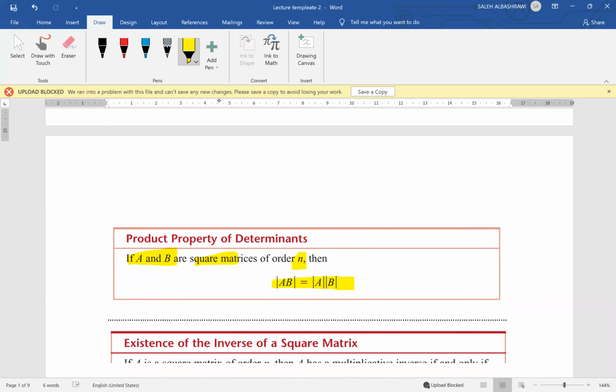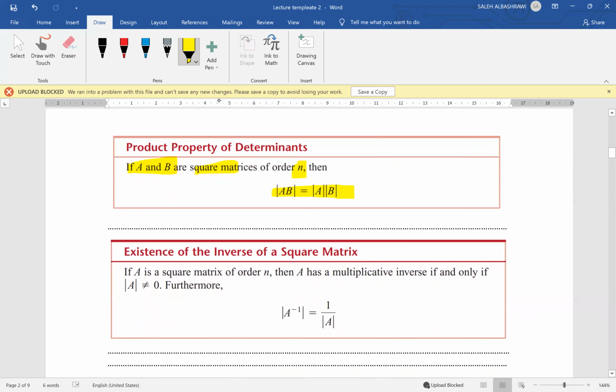Now to speak about the inverse of a square matrix. If A is a square matrix of order n, then A has a multiplicative inverse if and only if the determinant of A is not equal to 0. So A inverse equals 1 over the determinant of A.